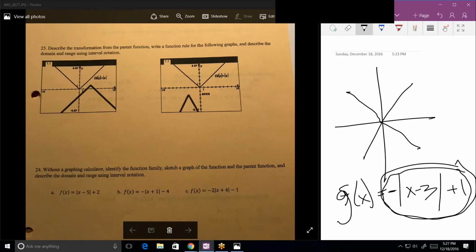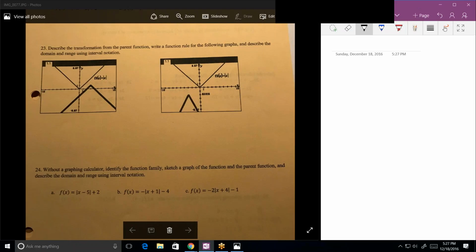Now, let's talk about interval or domain and range. Describe the domain and range of the black thick line. What's the domain? Just looking at it. The domain is all of the possible horizontal values that it can attain.